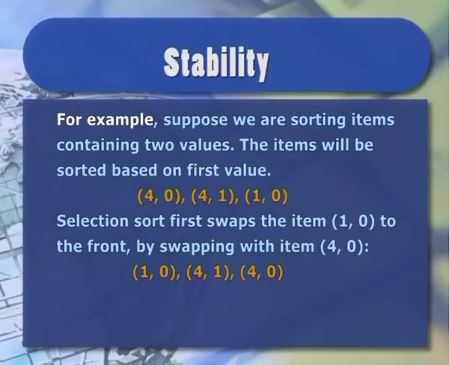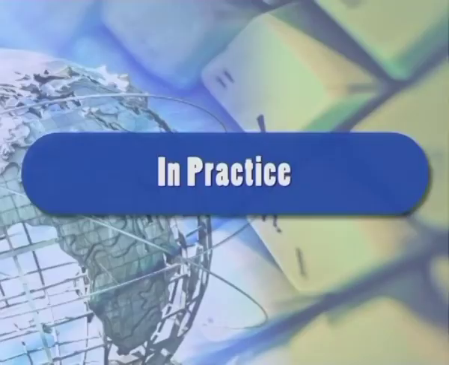For example, suppose we are sorting items containing two values, and the items will be sorted based on the first value. Selection sort first swaps the item 10 to the front by swapping with item 40. But now we find that the 40 and 41 are out of order from where they started in the sort. Running this to completion leaves the elements in this order, and the 4s are thus out of place.